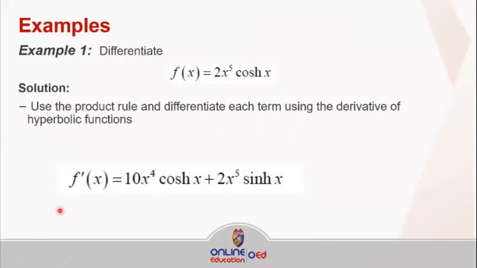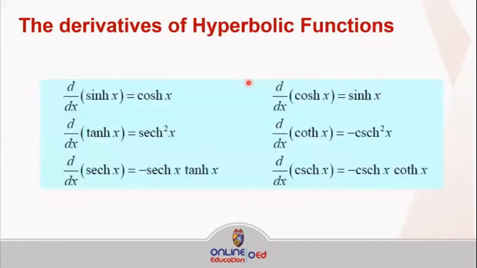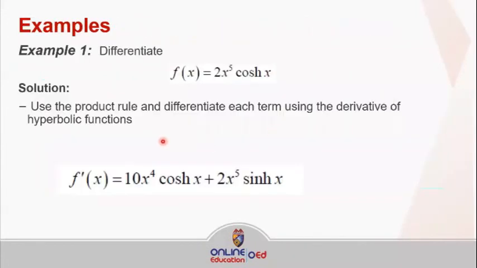Sabi natin, balikan ulit natin yung kanina. For the cosh x, kapag nag-derive tayo, derivation ng cosh x natin is sinh x. So gagamitin natin siya dito for the problem. Sabi natin, for the product rule, we copy lang natin yung cosh x, and yung derivation natin for the 2x raised to 5, which is equivalent lang sa 10x raised to 4.